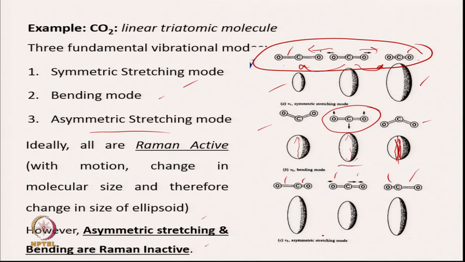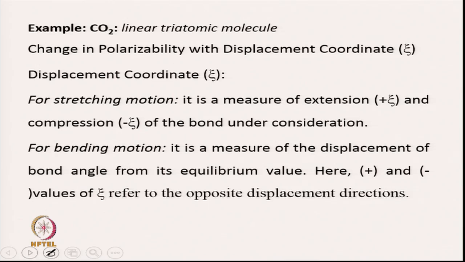Now, the third case, asymmetric stretching mode. So, you can see here that in this case your polarizability is higher in the equilibrium, whereas in this one, polarizability is going to be smaller. So, polarizability is greater in the CO2 in equilibrium mode. Polarizability is smaller along this axis if you do asymmetric stretching, and same case is here. So, it looks like that polarizability is changing, but in reality we will see that in the last two cases polarizability does not change.